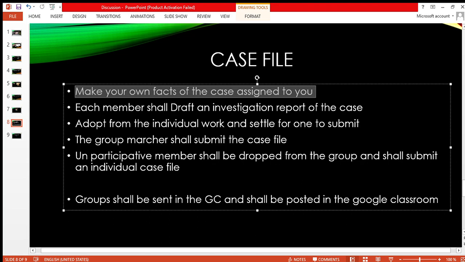Caveat, or what we call a warning. Unparticipative members shall be dropped from the group and shall submit an individual case file at the end of the course. So, sabihin lang ninyo kung sino yung member na hindi nag-participate, walang i-contribute, at aalisin natin siya sa grupo ninyo, and he will be required to make his own individual case file. So, that will be your first assignment. After you make the facts of your case, you will proceed with the next step, which is the police blotter.